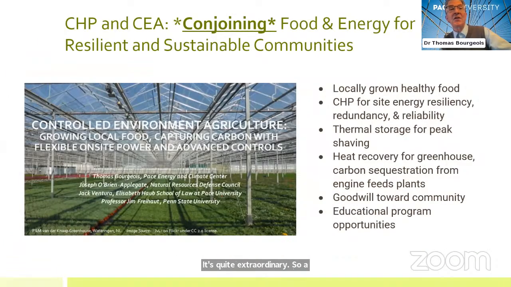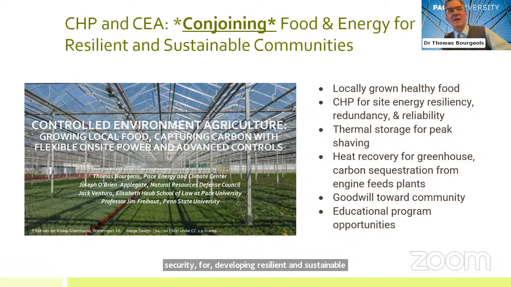So a potential solution that we've been examining for some 2 years now, it's almost 2 years to the day that we began taking a very close look at this, is the idea of, and I'm going to use a term once in its full form, combined heat and power, and then I'll abbreviate that CHP, and controlled environmental agriculture, CEA. We see this as a way of conjoining food and energy security for developing resilient and sustainable communities.